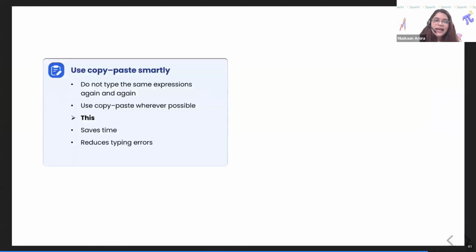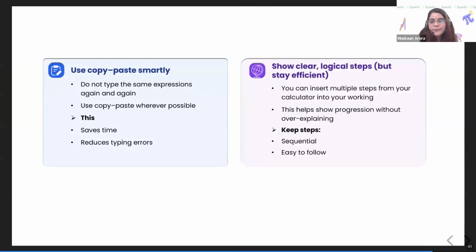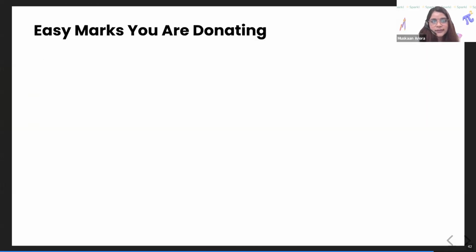Okay. Copy paste has to be used smartly. Please don't type too much. So if your question needs the same answer, the same values repeatedly, please copy paste them. Don't write them again and again. And make sure that your steps are sequential and easy to follow for good criteria C marks.